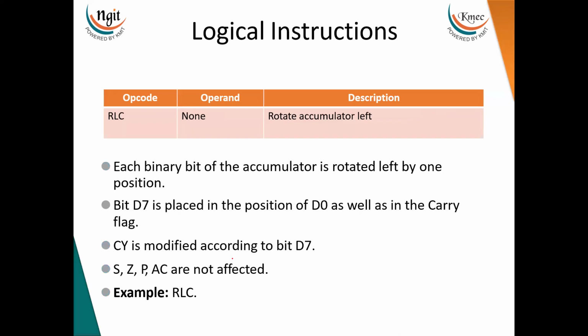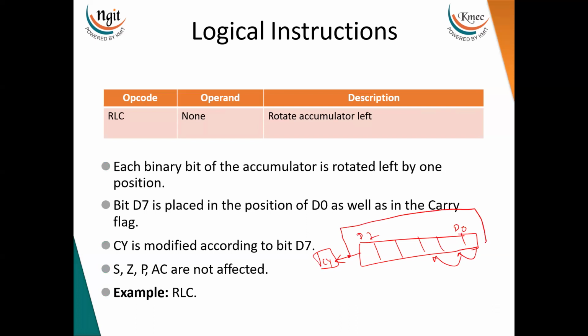Now rotate left. Rotate left means what? Now this is the accumulator content, the accumulator is holding the 8-bit data D0 to D7, and this is the carry. Now rotate left means the data will be moved to your left after giving this instruction. Now D0 will come to D1, D1 will come to D2 and so on. So the D7 bit will go to the carry flag and again the D7 will be moved into D0.